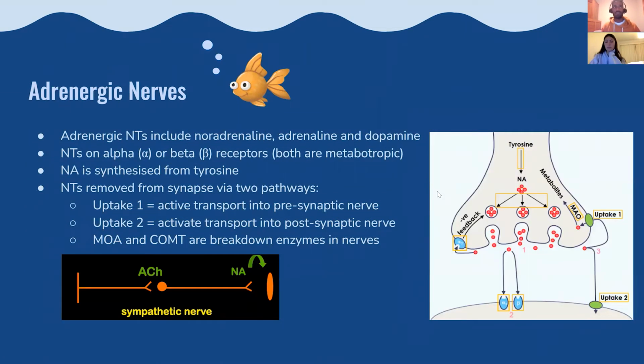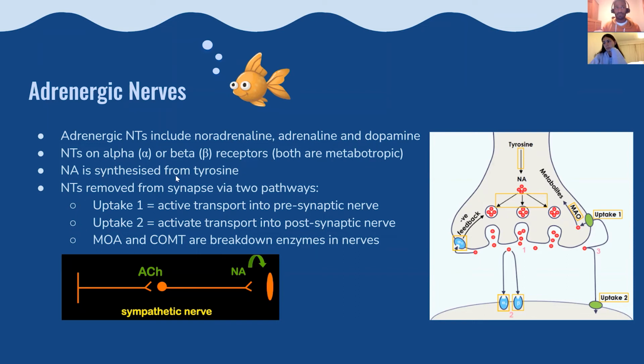Now with adrenergic nerves, there are a few neurotransmitters that they'll release. Noradrenaline is the main one, but they can also release adrenaline or dopamine. And these neurotransmitters act on alpha receptors or beta receptors. And both of these are metabotropic, so G protein coupled.